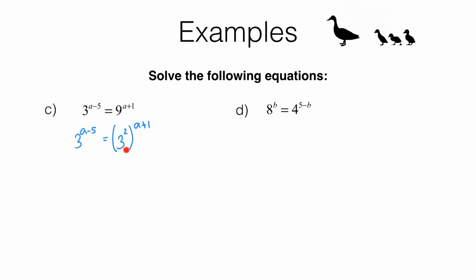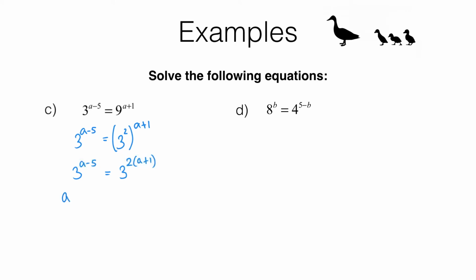Now, looking at this right hand side, we've got a power raised to a power, and that means we can multiply these indices. So that right hand side becomes 3 to the power of 2 times a plus 1, and that equals 3 to the power of a minus 5 still. Now we've turned the original equation into one where the powers have the same base, and that means we can say the indices are equal.